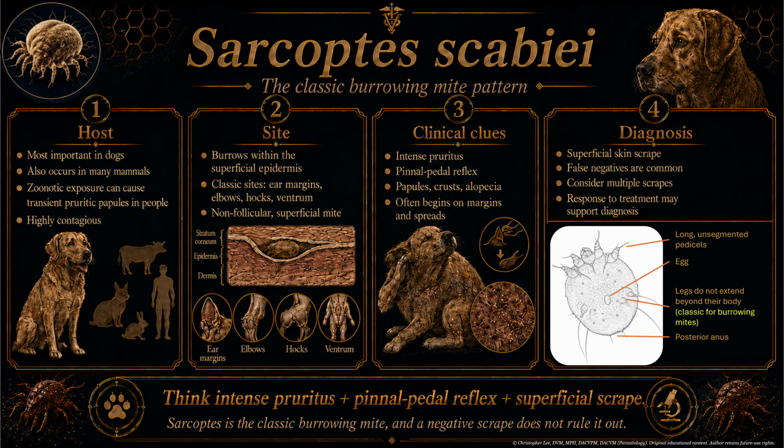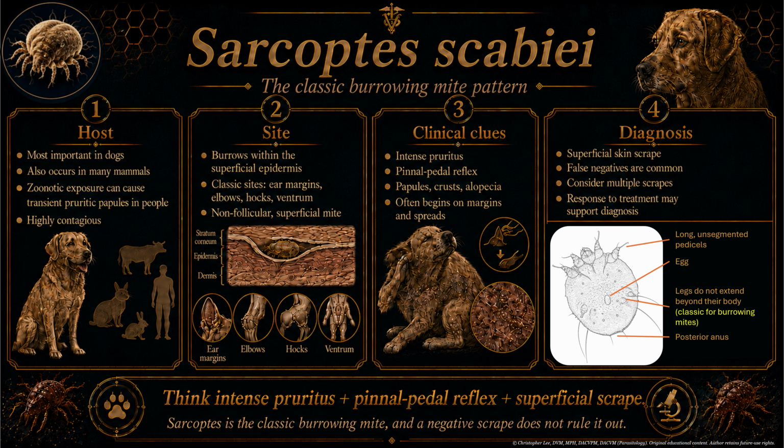If parasites had theme music, Sarcoptes would enter with frantic scratching, dramatic lighting, and complaints from everyone in the household. Exposure can produce transient pruritic papules in people, which makes the household history clinically useful.